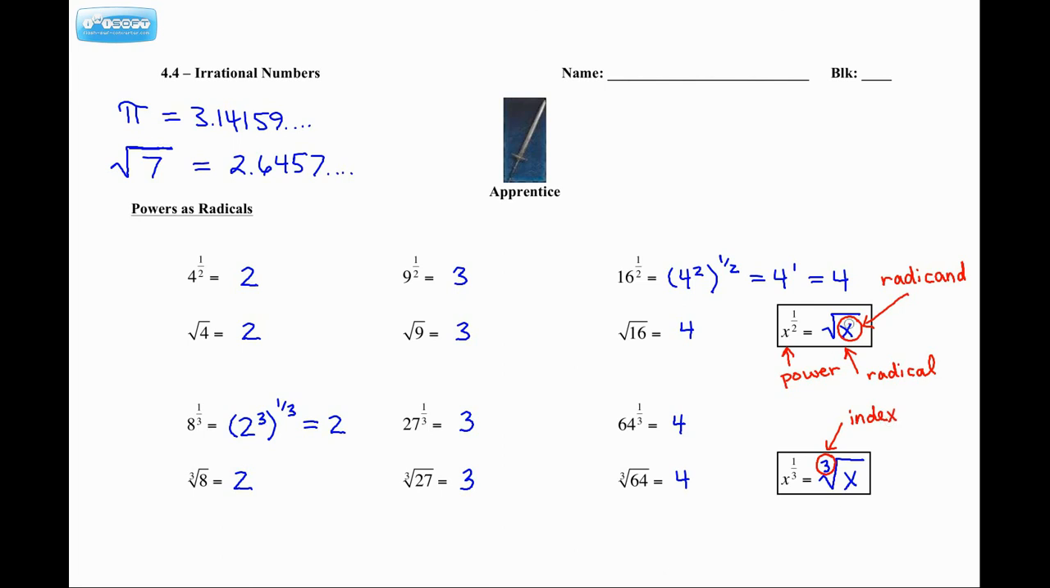So if you see a root symbol and there's no number in here, we're assuming it's a square root. In fact, it's not wrong to put a little 2 in there, okay? But on an exam or in a textbook, the 2 will never be written there, but it's technically there, it's invisible. But if you need something other than the 2, you have to write it in. So the 3 is a little index.